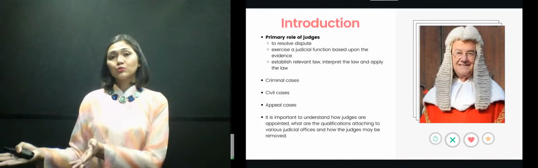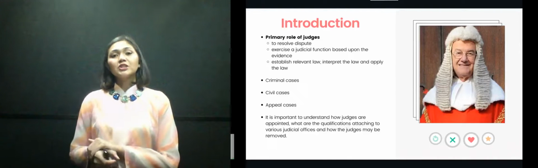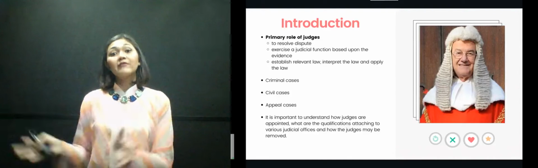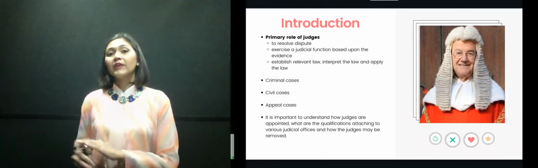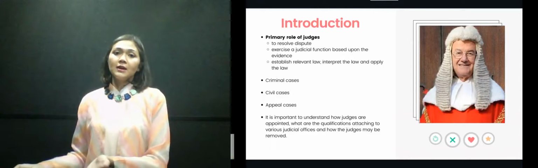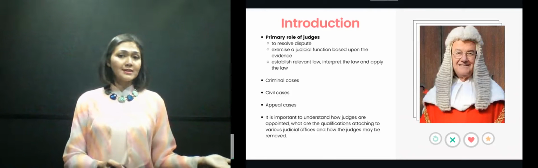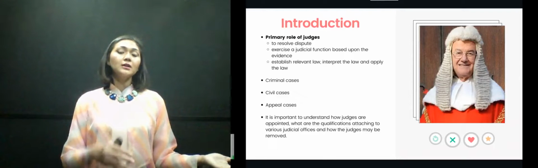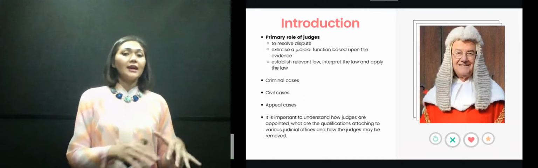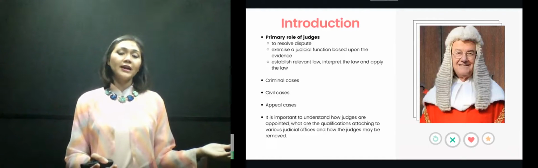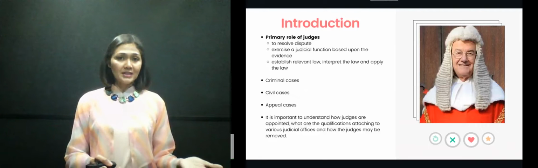Of course, when it comes to criminal cases, a judge needs to listen to whatever has happened, and after that find the relevant law and provide the relevant sentencing. For civil cases, there is no sentencing, but judges will hear the claimant's claim and look at the facts and the relevant laws and provide awards to the parties.